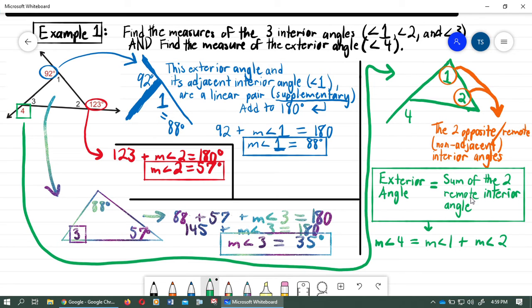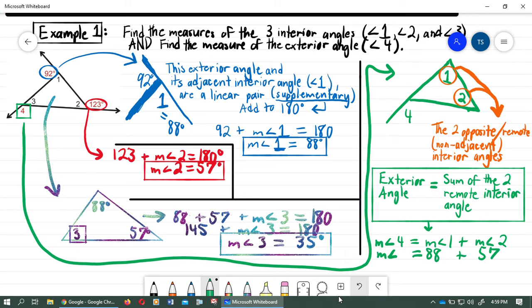Well, guess what, guys? We had already found the measure of angle 1 and the measure of angle 2. The measure of angle 1 was 35 degrees, and the measure of angle 2 was 57 degrees. So 35 plus 57 gives us 92. Okay, wait, did I write the wrong thing? I did. My bad. I did not mean 35 degrees, because that's not the measure of angle 1. The measure of angle 1, guys, is 88.